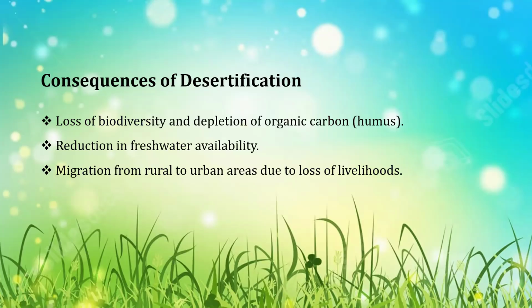As the land dries and vegetation disappears, the habitat for various plants, insects, and animals is destroyed. This leads to a decline in species variety. Next is the depletion of humus, that is the organic carbon.